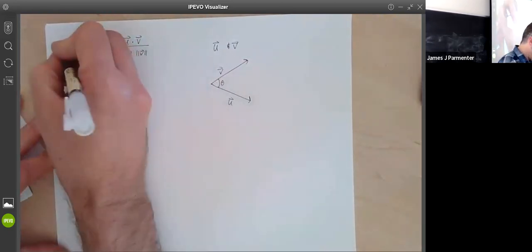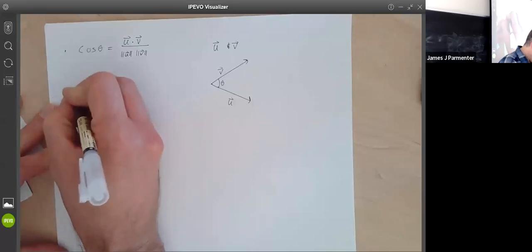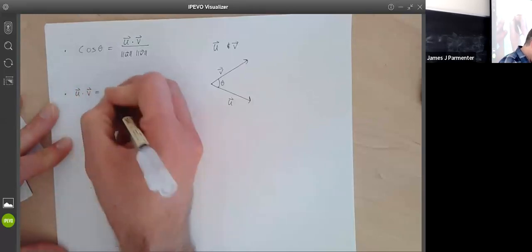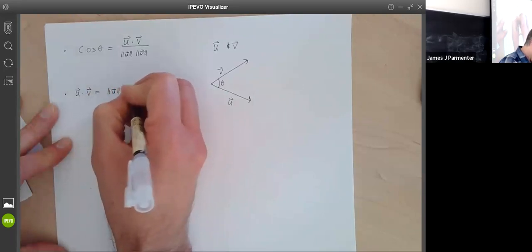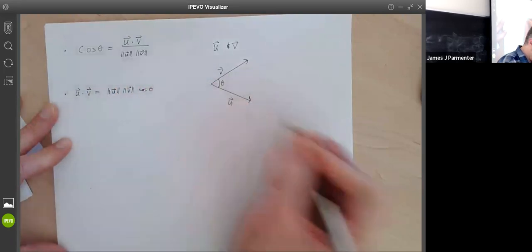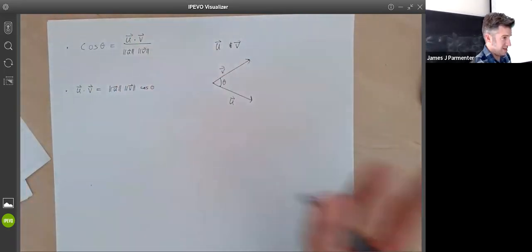And really, this just stems from the fact that one way of calculating u dot v is by finding the magnitudes multiplied together times the cosine of the angle between them. So these are the same formula, really. They just are written different ways.